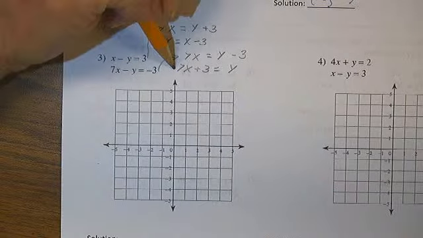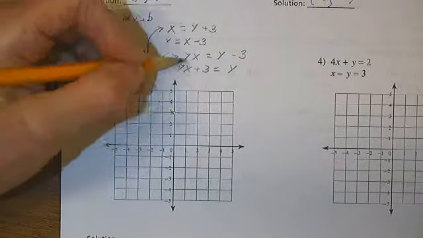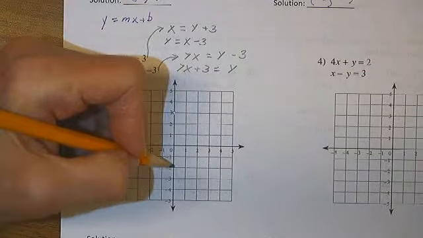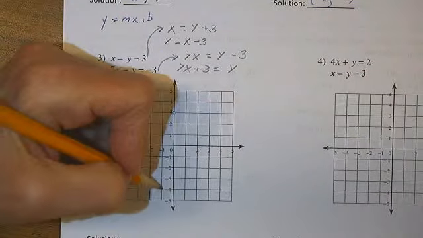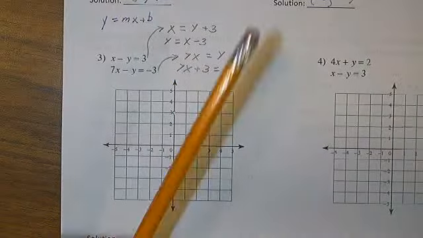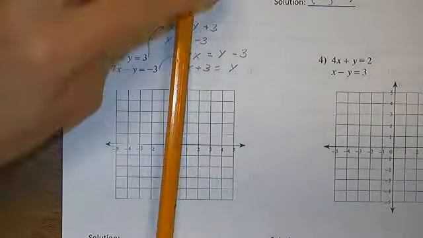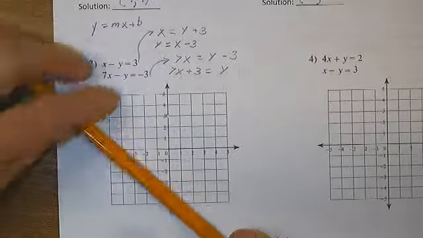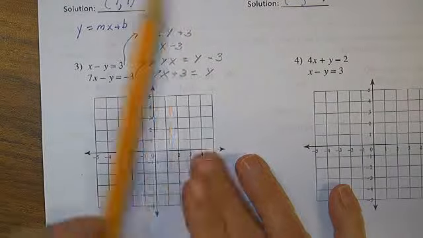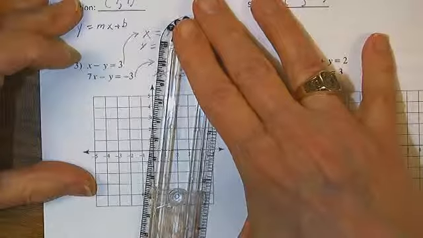When I graph this one, my y-intercept is 3, my slope is 7. 1, 2, 3, 4, 5, 6, 7. Here's my other point. I know that a positive slope is going to have a line going this way, and a negative slope is going to have a line going that way. So I'm very confident, if I have a slope of 7, that that is what my line is going to do. So I just fill in this line.